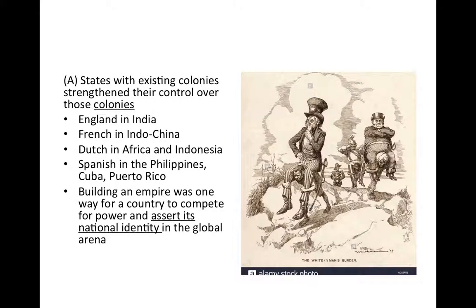Subconcept A states that states with existing colonies strengthen their control over those colonies. So you want to be able to identify examples of imperialism, right? So we know the English were colonizing India. They also had colonies in Africa, especially South Africa. We talked about, in chapter 24, Belgium. Belgium had a colony in the Congo, right? That was King Leopold. The French were colonizing in Indochina, which today would be Vietnam, Laos, and Cambodia.